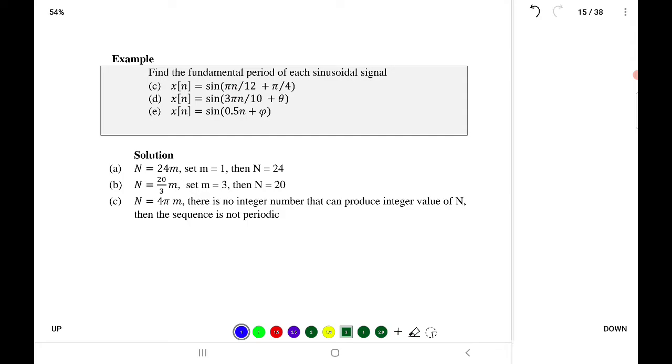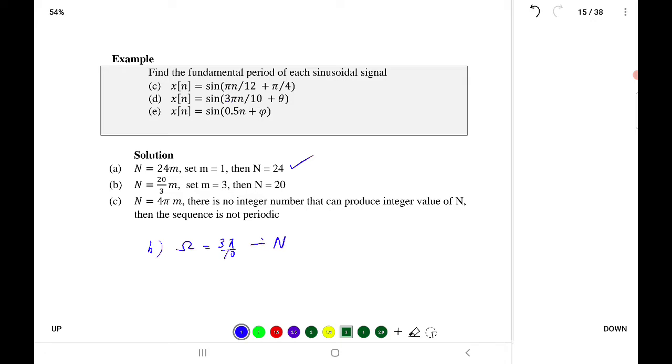Sine pi n over 12 plus. So I will say, I think, yeah, we did that with 24. Let me go for the second one. The second one, x of n is sine 3 pi n over 10. So what's omega for b? Omega is equal to what? 3 pi over 10.